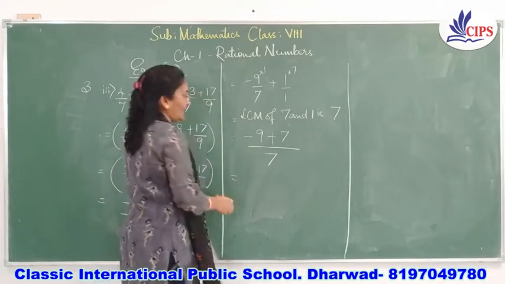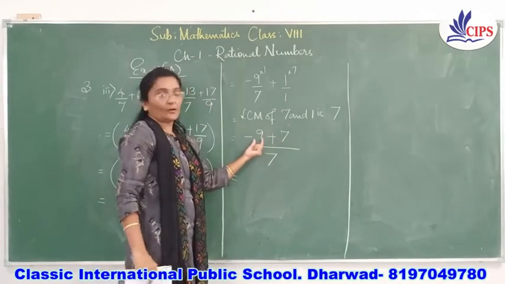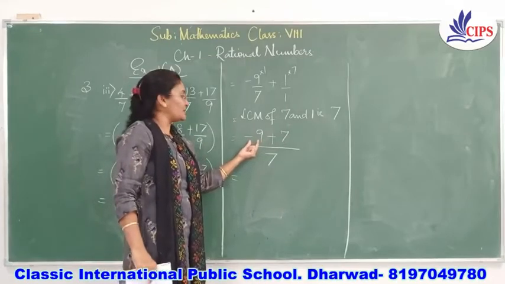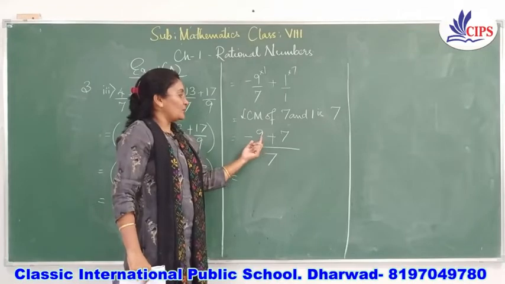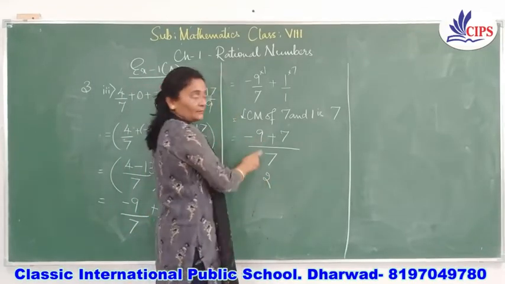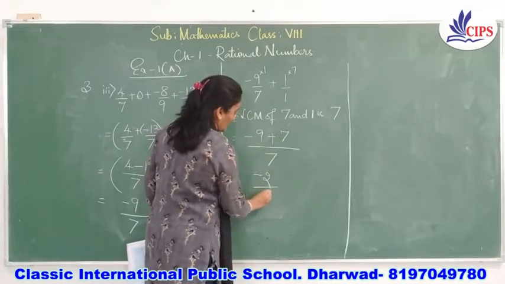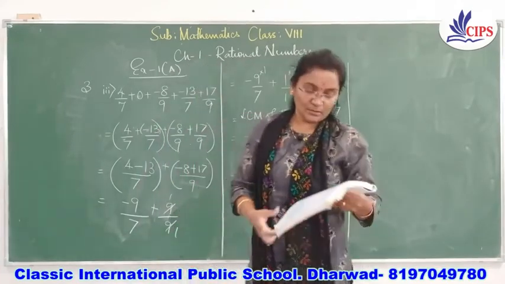Now we have minus 9 plus 7. What is minus 9 plus 7? Obviously we have to subtract this because one is negative, one is positive. So I'll subtract 7 from 9. What is 9 minus 7? It's 2. As 9 is negative, we'll write a minus sign. So we get minus 2. Understood, all of you? Okay.